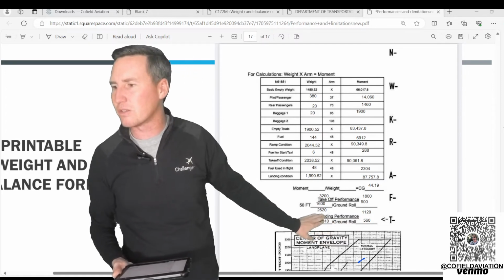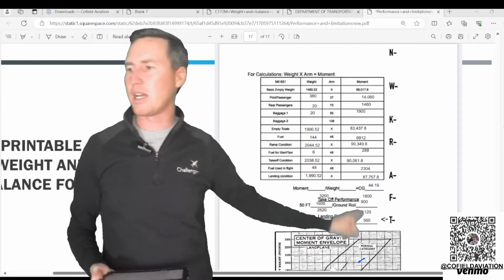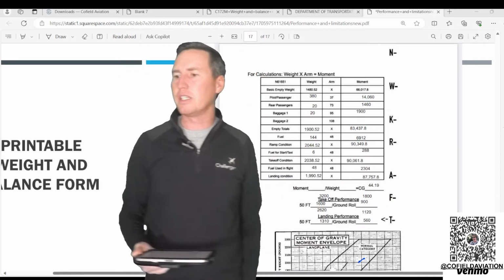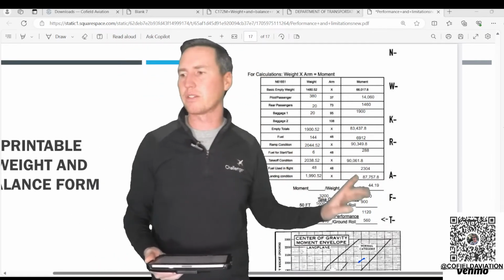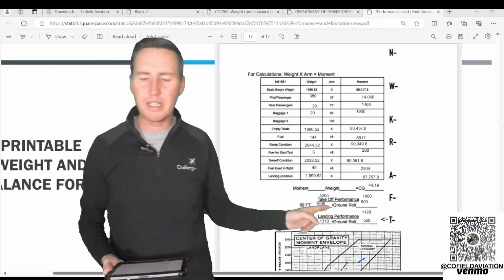The 2620 was at 3200. Our shortest runway is 4,800, so not a problem there. Alternates, we've got plenty of alternates around. Fuel reserve, so that's kind of where we're going.